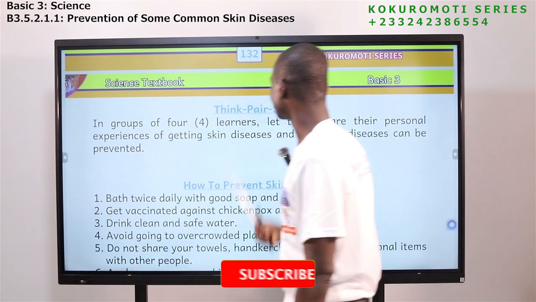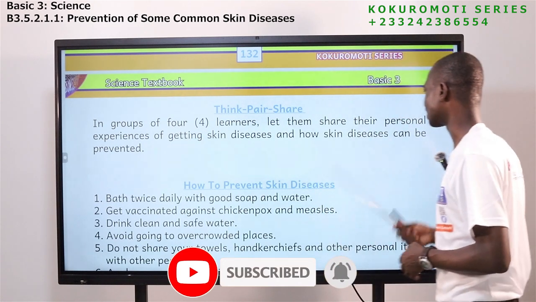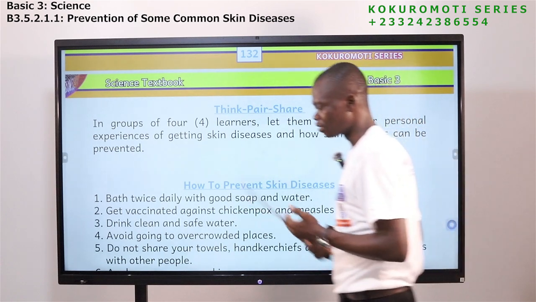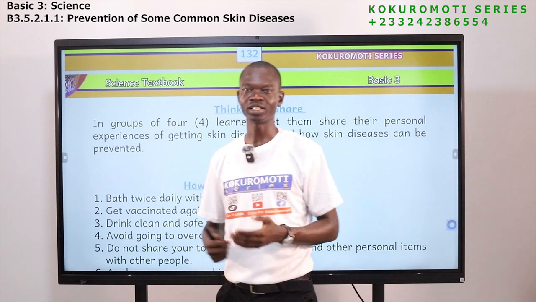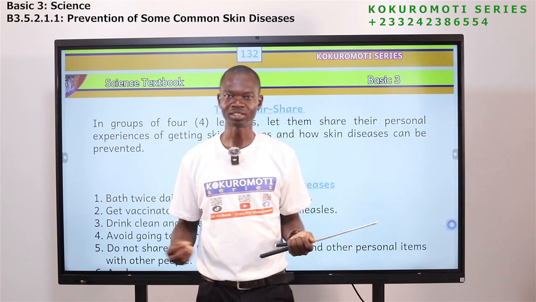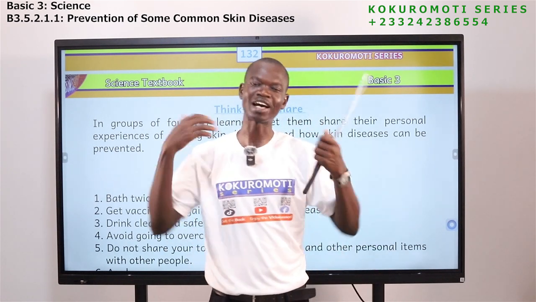So, think, pair, share. In groups of 4 learners, let them share their personal experiences of getting skin diseases and how skin disease can be prevented. I don't know if you have been infected by skin diseases before. So let's say there was a time in your life that you suffered from measles, chickenpox, ringworm, or rashes. Share with us what you passed through.